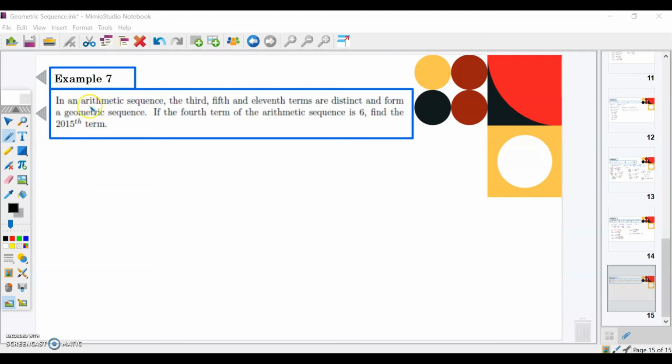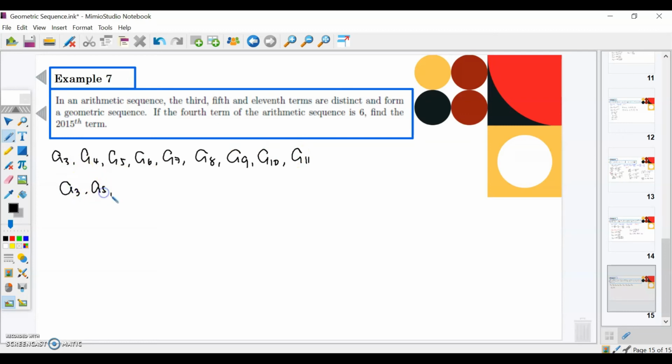First, we represent the terms of the arithmetic sequence. So we'll have a sub 3, a sub 4, a sub 5, 6, a sub 7, a sub 8, a sub 9, a sub 10, and then a sub 11. According to the problem, if we consider a sub 3, a sub 5, and a sub 11, this will form a geometric sequence. But the original sequence that we have forms an arithmetic sequence.